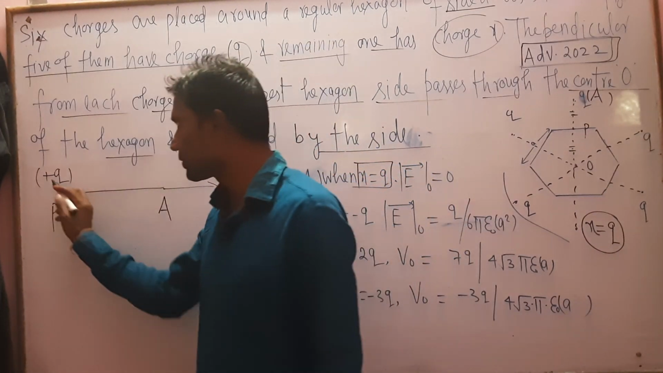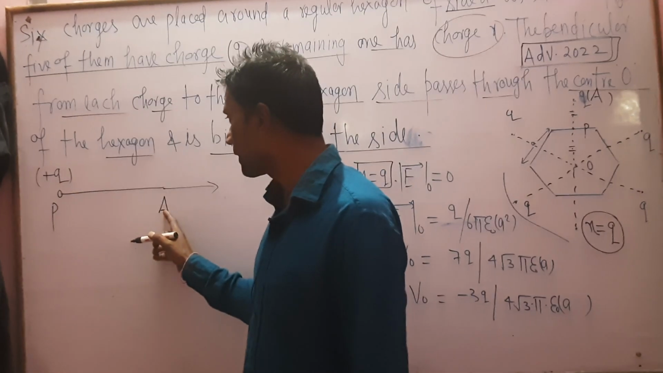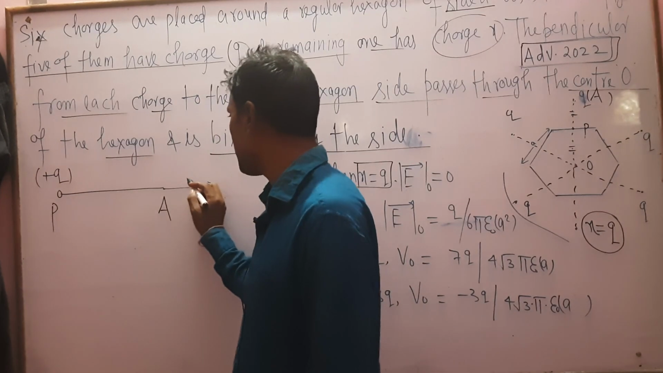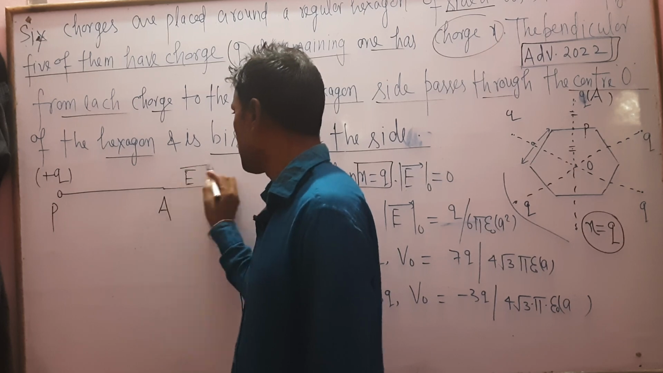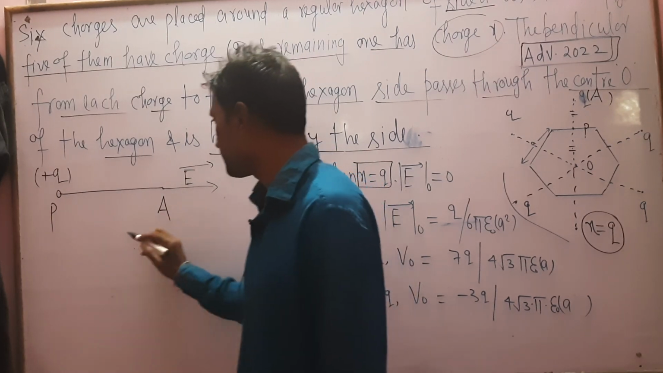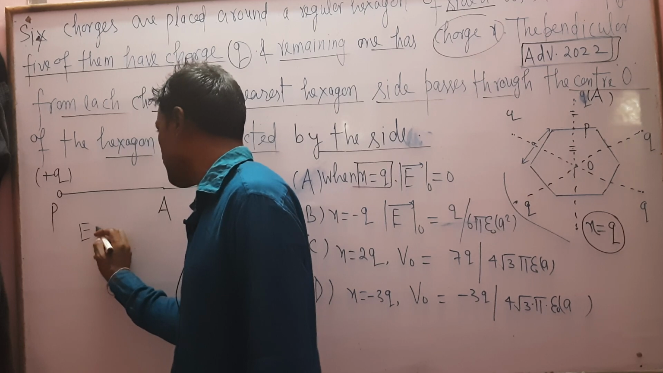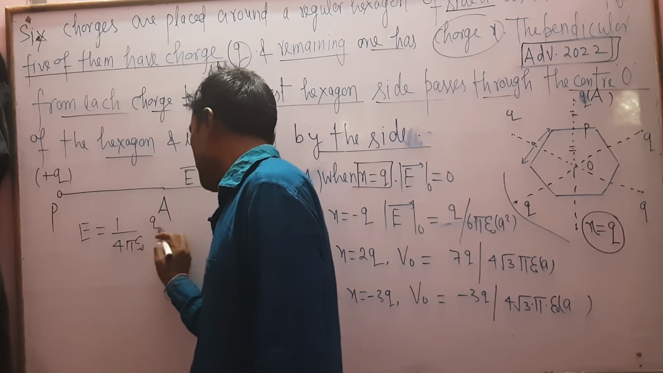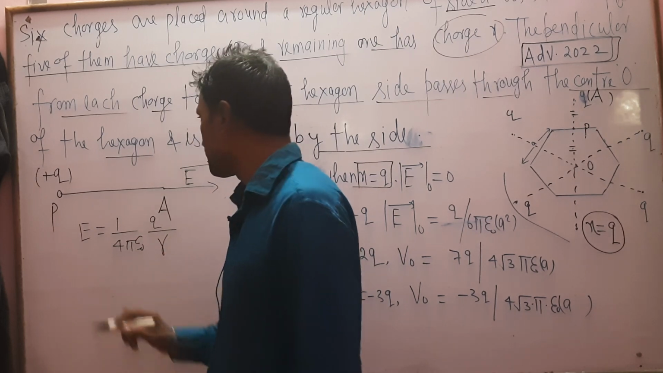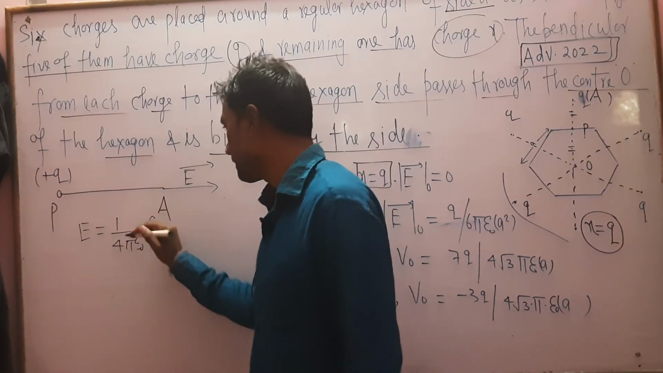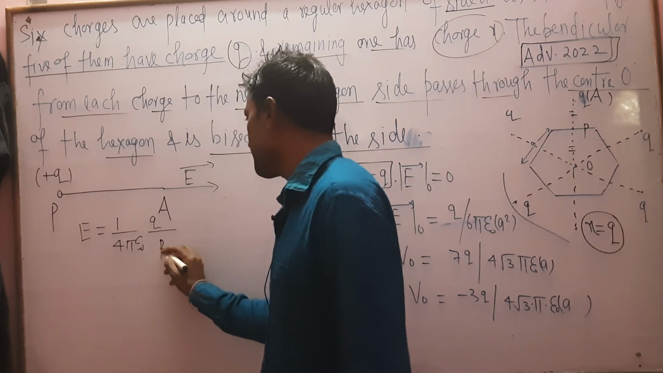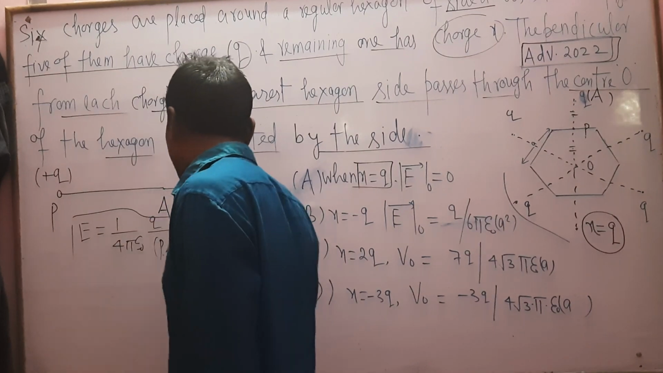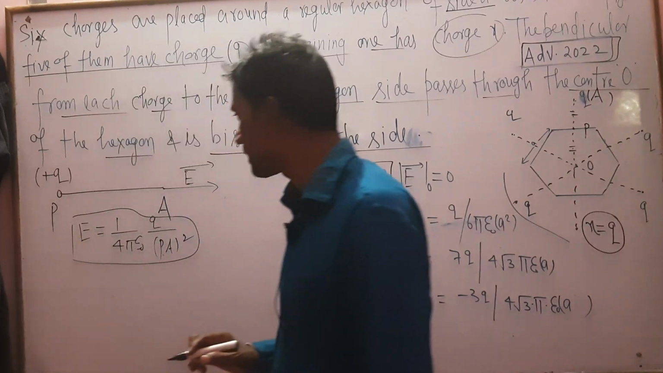Also, if the charge is negative, then the direction of the electrical field at point A will be towards the charge. But here the charge Q is positive, so the direction of the electrical field will be away. This is the direction of the electrical field. And the value of the electrical field will be equal to 1 upon 4 pi epsilon naught Q by R squared, where R is the distance between P and A, that is PA squared. So we can say the net electrical field will be equal to 1 upon 4 pi epsilon naught Q upon PA squared.